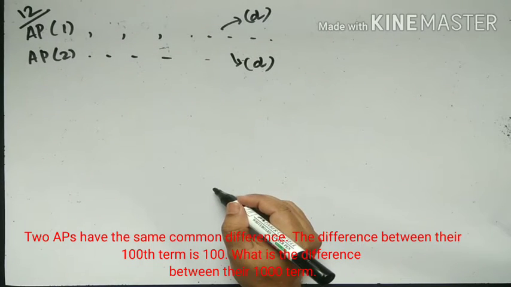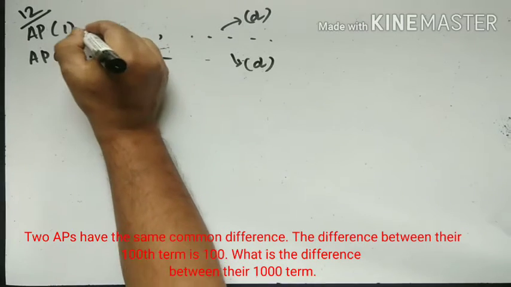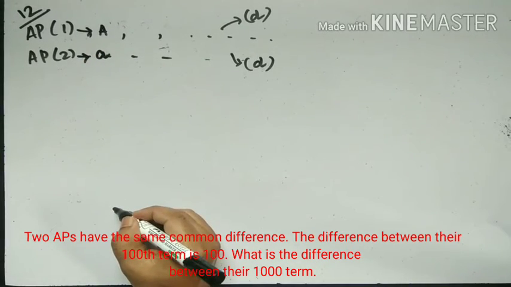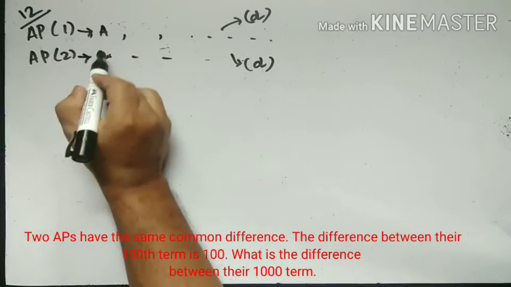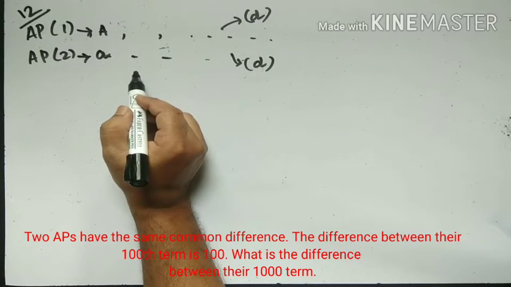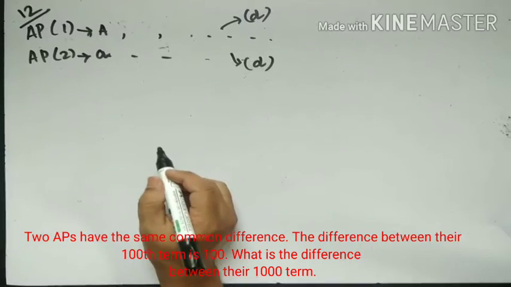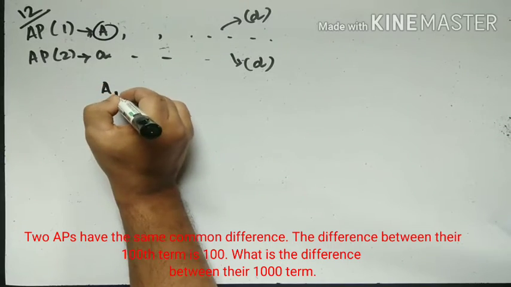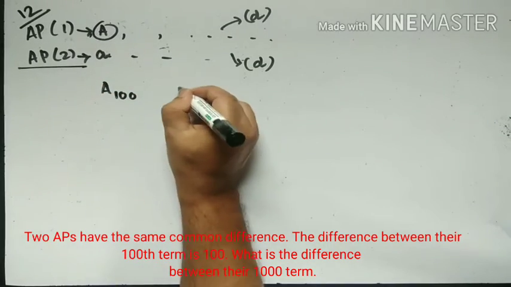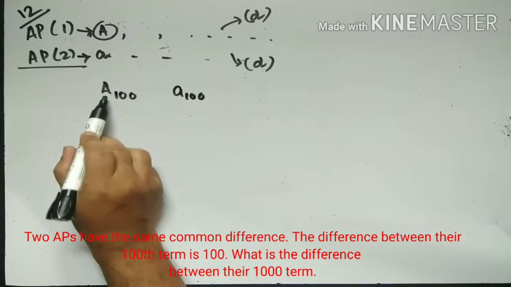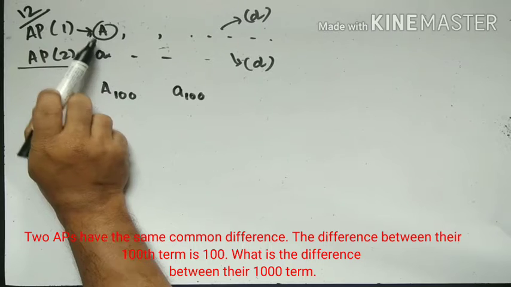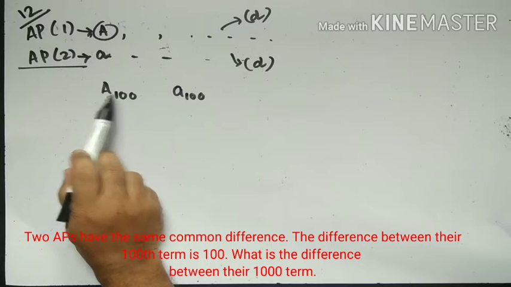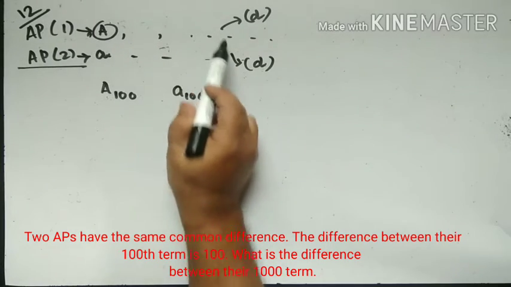Now the difference between their 100th terms is 100. In this particular AP, suppose the first term is A, and in this AP the first term is small a. The common difference is the same in both the APs. So what is given here? The difference between their 100th terms is 100. In the first AP I am writing the first term as capital A and in the second AP as small a, because the terms are different. Only the common difference is the same.